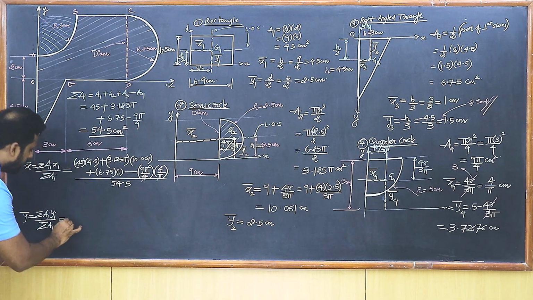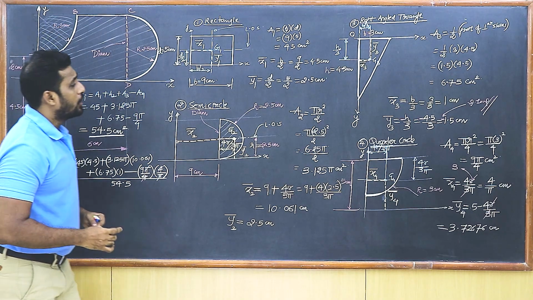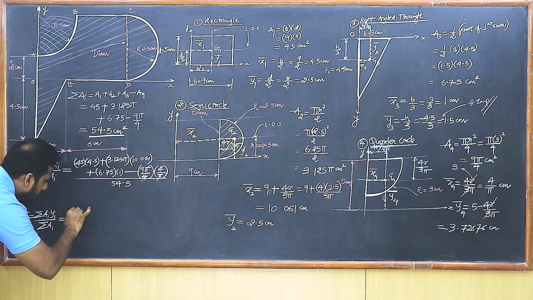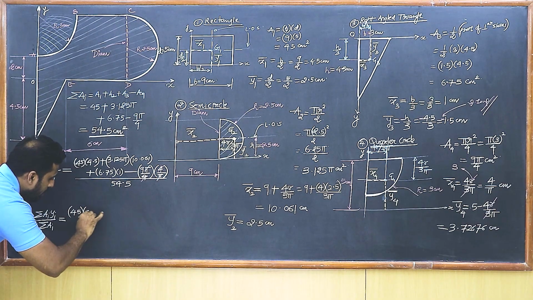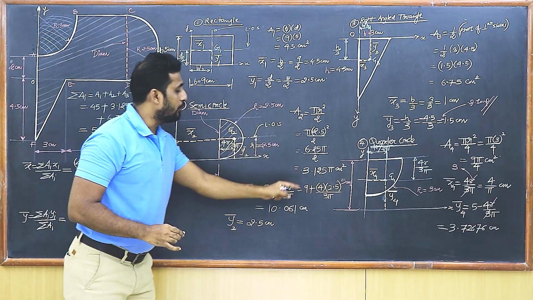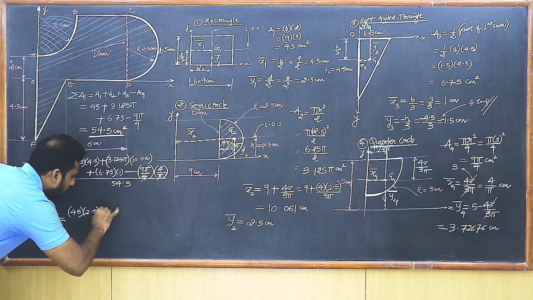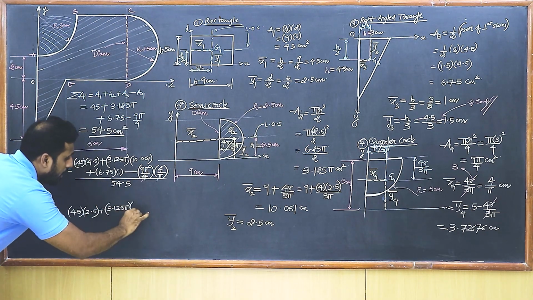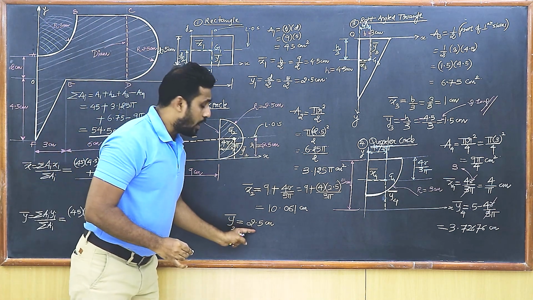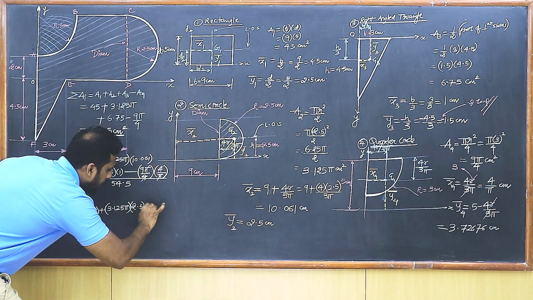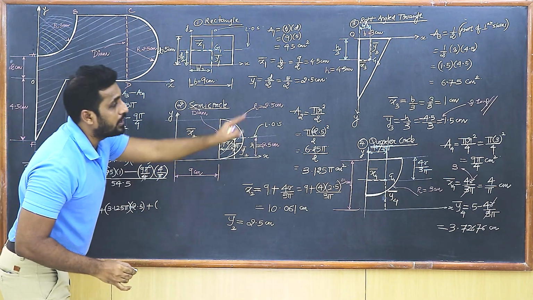So I'm going to get y bar here. y bar is going to be A1 into y1 bar. So that's 45 into 2.5. I write here 45 into 2.5. Then you have this A2, which is 3.125 pi. So that's plus 3.125 pi multiplies with y2 bar, which is 2.5, isn't it? So that's 2.5 over here. Then plus the next area, which is 6.75.